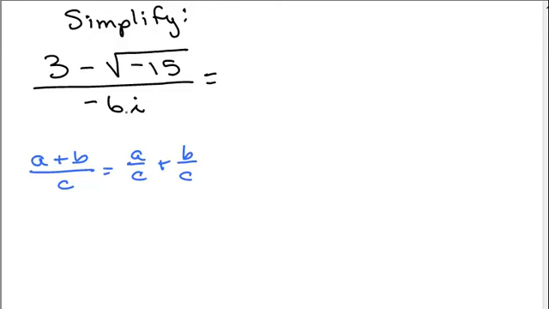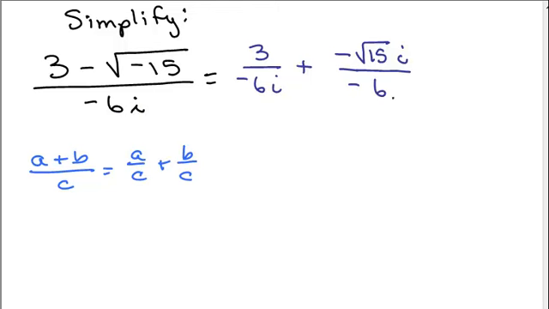So I'm going to have 3 over negative 6i, and then I'm going to have a minus, and I'm going to write this as plus and negative square root of 15i, and that's over the negative 6i.